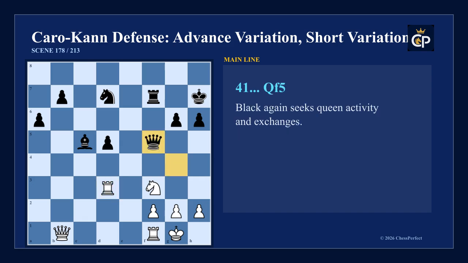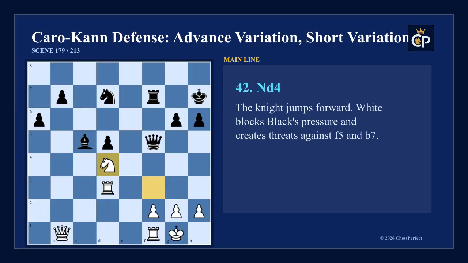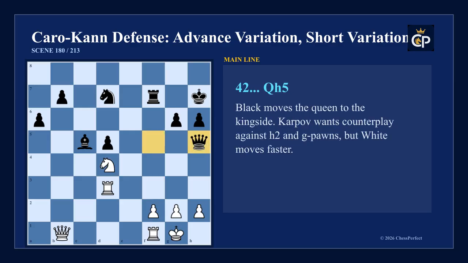Queen f5. Black again seeks queen activity and exchanges. Knight d4. The knight jumps forward. White blocks black's pressure and creates threats against f5 and b7. Queen h5. Black moves the queen to the king's side. Karpov wants counterplay against h2 and g-pawns, but white moves faster.